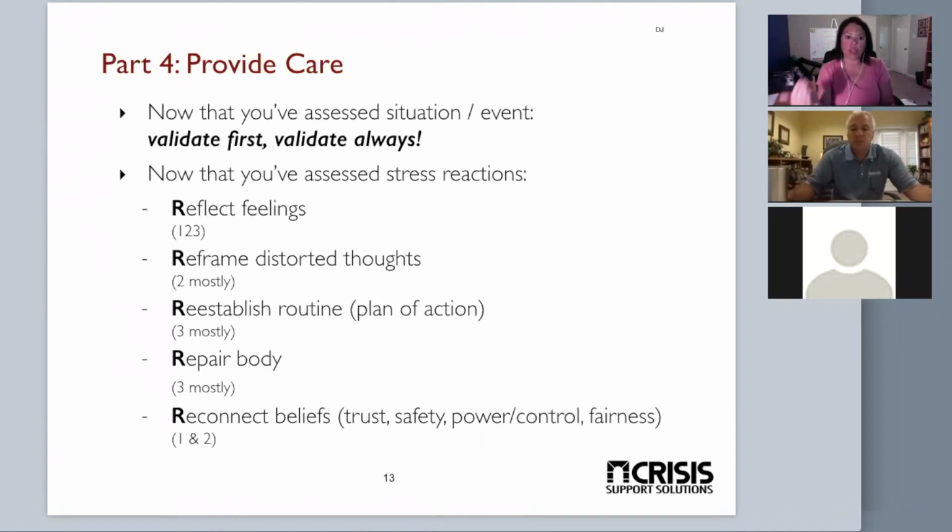Speaking of severity, reestablish routine is definitely for a high 3 situation, so a severe situation. What is it that you need to be doing in the next few minutes and hours? And let's make a plan to do that together. It gives them a sense of control. So reconnecting those beliefs gives them back a sense of power and control.